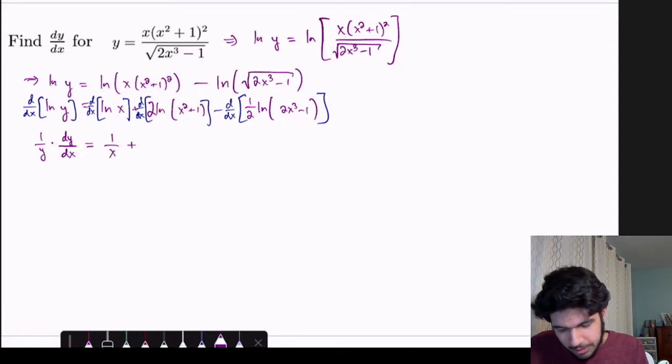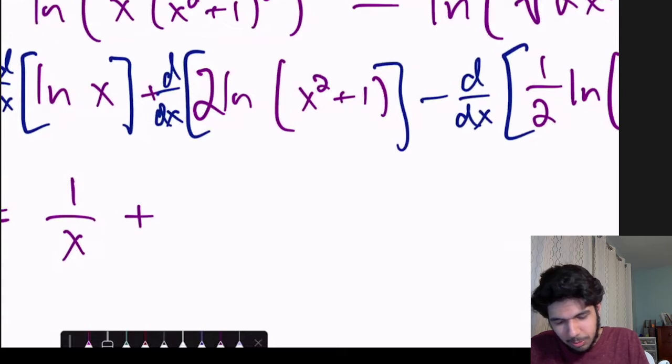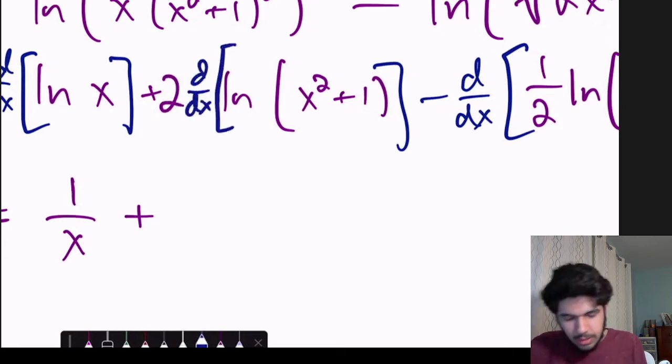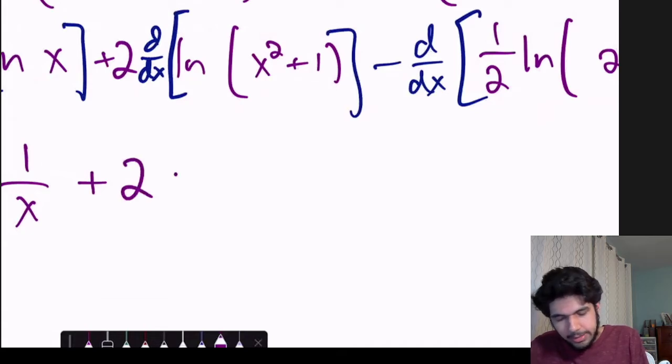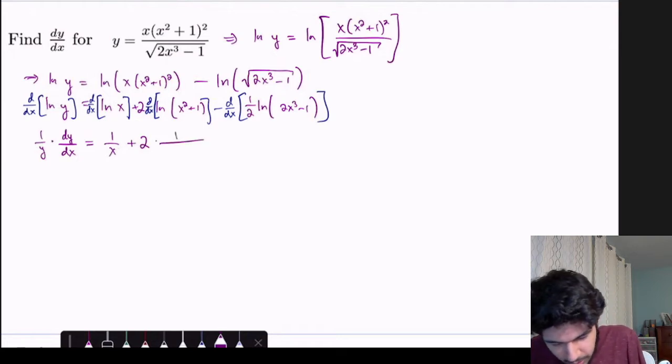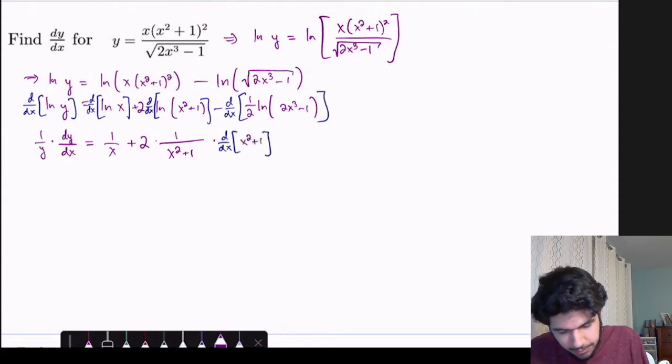plus, well, the derivative of 2 ln of (x squared plus 1). Let's just zoom in here for a moment. What we're going to do is we'll bring out this 2, because we know that we can do that with derivatives. And so this 2 will carry down, and then ln of x squared plus 1. So the general pattern is we do 1 over that quantity, x squared plus 1, and then take the derivative of that quantity. So this would be 1 over (x squared plus 1) times d/dx of (x squared plus 1). And then for the third term, it's the same thing. So we'll bring out the 1/2, do 1 over the quantity 2x cubed minus 1, and then multiply that by the derivative of that quantity, 2x cubed minus 1.